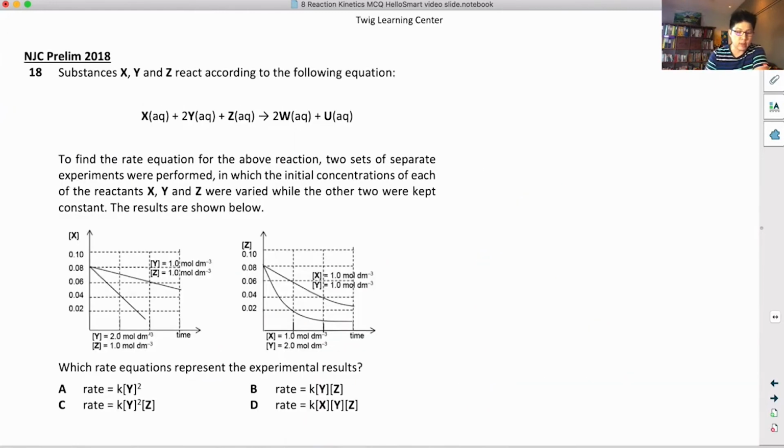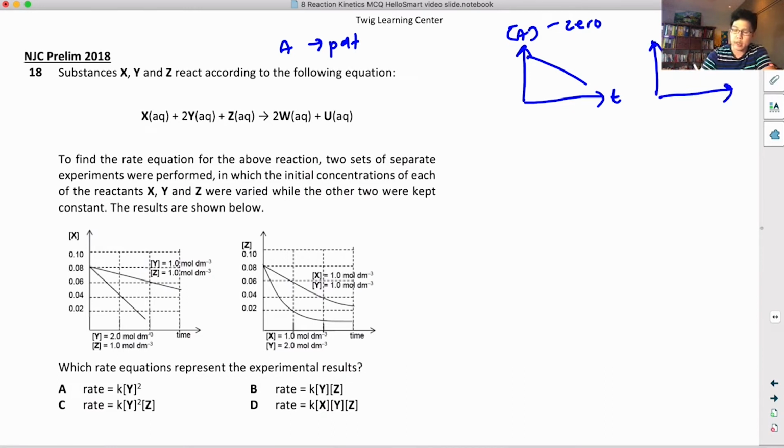Alright, so let's look at the next one, set 18. You are supposed to use the graphs to determine the order of reaction with respect to the respective reactants. One thing you need to take note of is this. Maybe I just want to quickly explain. If I give you A to become a product, and you get a straight line down like that, you know this is zero order with respect to A. If you get a nice curve with a constant half-life, you know it's first order with respect to A. Since this is a straight line down, I already know it is zero order with respect to X.